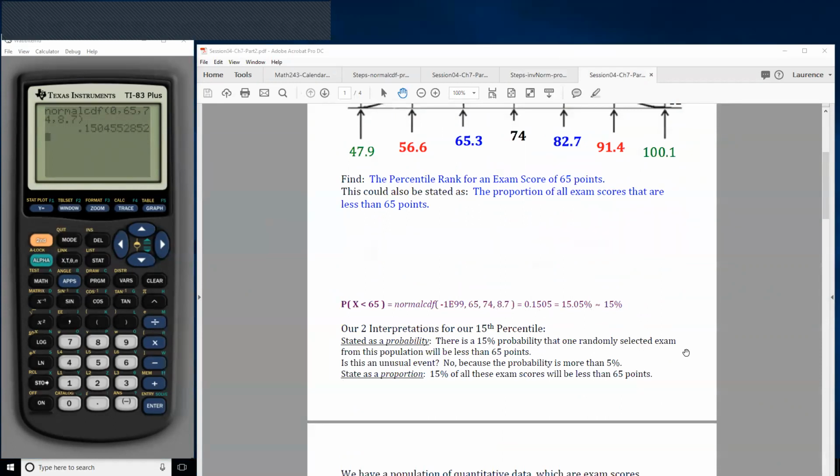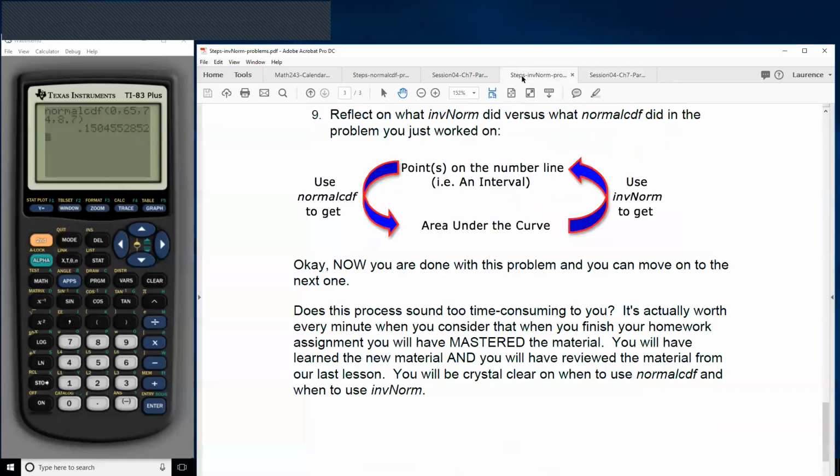All right, now let's see what happens with this next one. And what we're going to do, we're going to ask ourselves, what did they give me? Is it like the last problem where they gave me an interval, so I use normal CDF? Or are they going to give me an area on the curve and I'll have to use inverse norm? Well, let's wait and see.